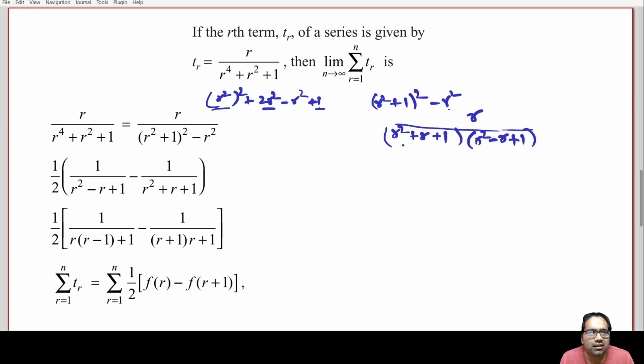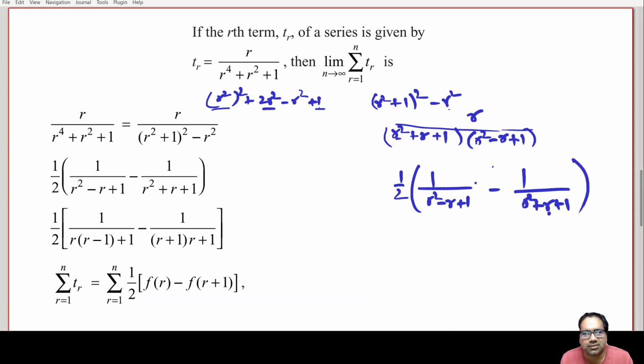So for example, r square plus r plus 1, this minus this is equal to 2r. Right, r square will get cancelled, r minus of minus r is 2r, 1 minus 1 will get cancelled. So we can write this thing as half of 1 by r square minus r plus 1 minus half of 1 by r square plus r plus 1.